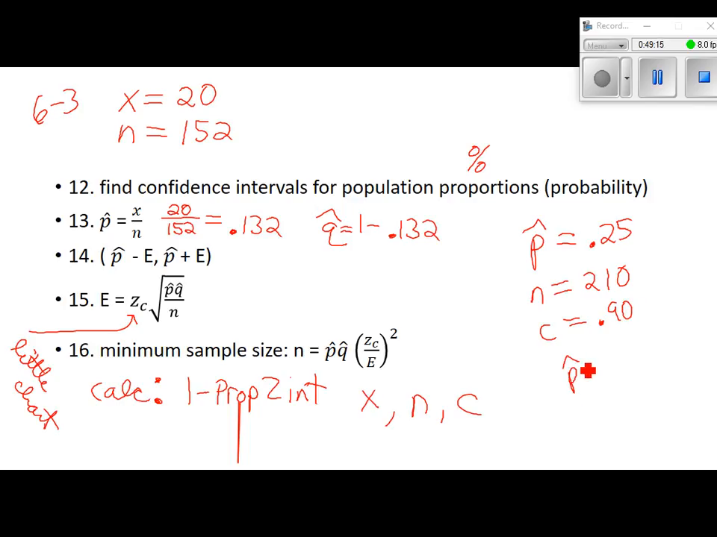P hat times N. So to find X, you might want to write that down somewhere. To find X, it's P hat times N. If you're looking for X, the number of people who said yes or made it a success, it's P hat times N. That way you can plug it into the calculator. There were several problems in that section where you had to find your X. They didn't tell you X.